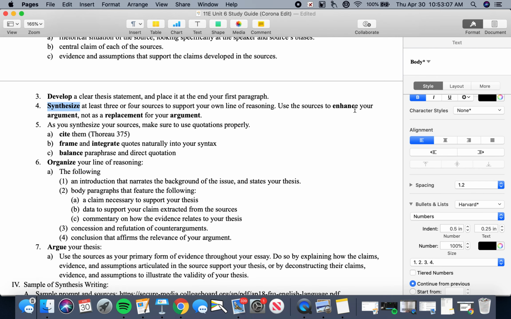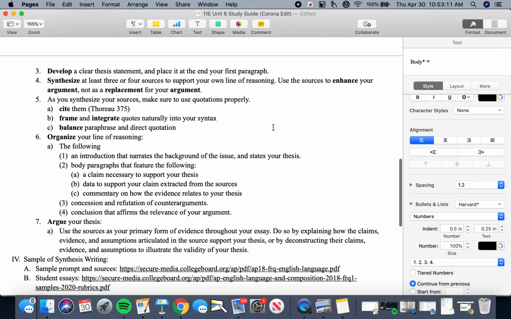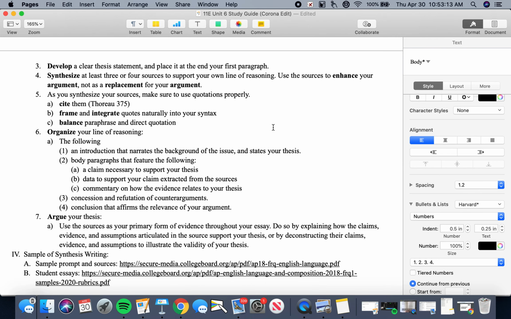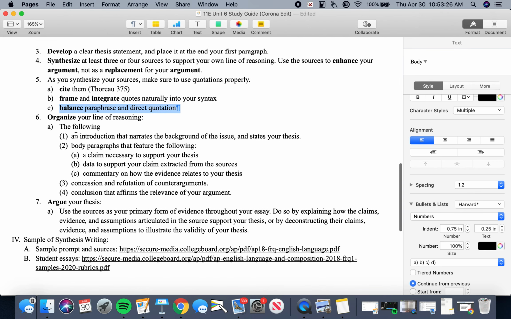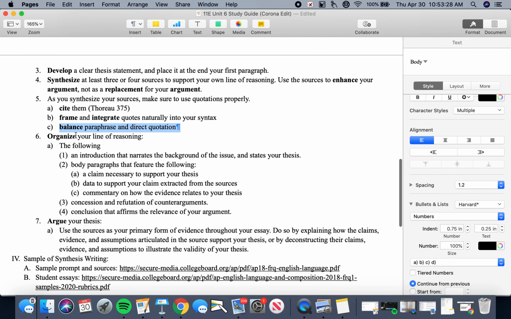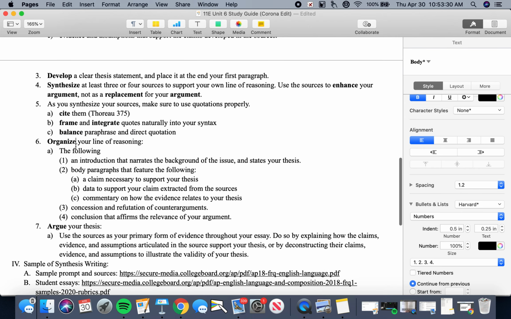They are not a replacement for your argument. They are meant to enhance your argument, okay? They are meant to serve as evidence for your argument, okay? And as you're synthesizing your sources, make sure that you cite them, frame and integrate them, and balance paraphrase and direct quotation, okay?